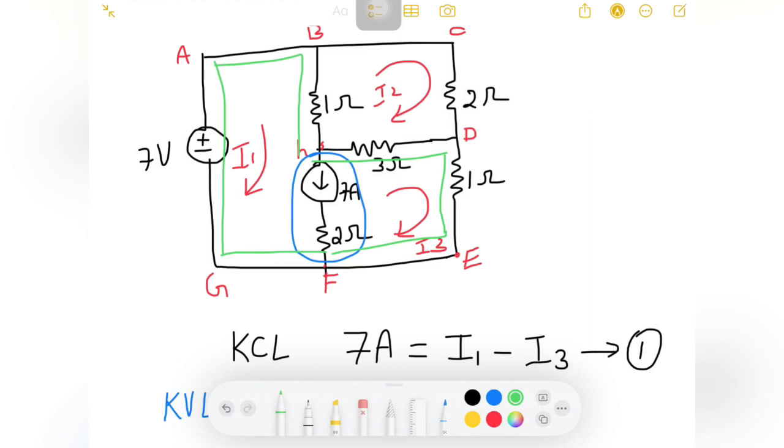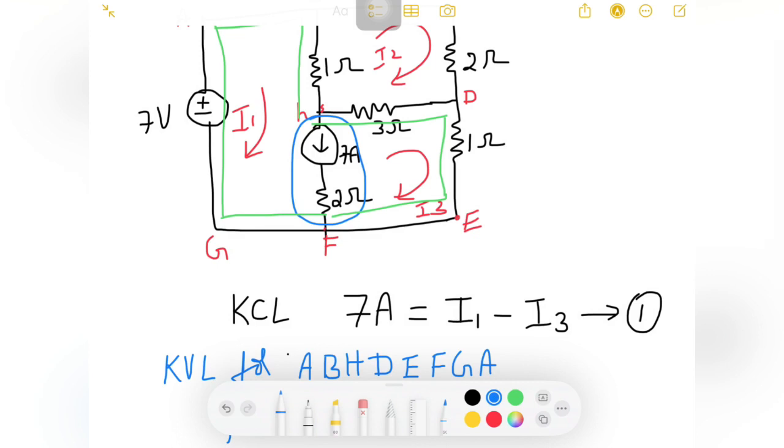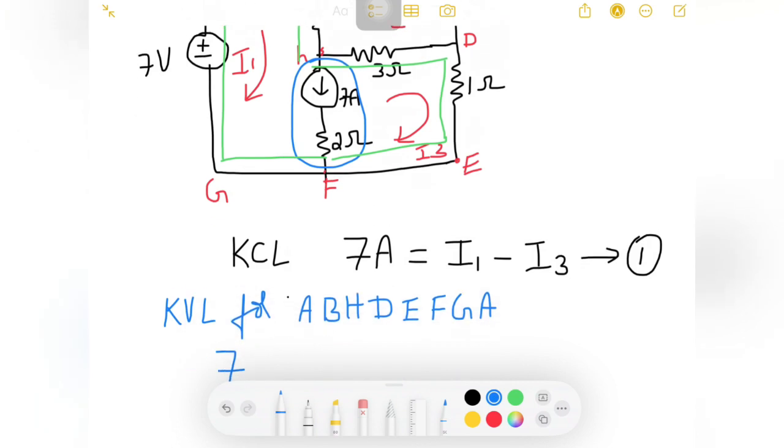So I'll be writing the equation for KVL for this loop. Since I already took the 7 amps current source here, which I got from equation 1, I am eliminating this. I am considering I1, I3, or loop 1 and loop 3, as one loop. Considering both the loops as one loop, I am writing the equation now. If you look at that, I have a voltage source 7, which is a positive terminal, hence I have taken plus 7.